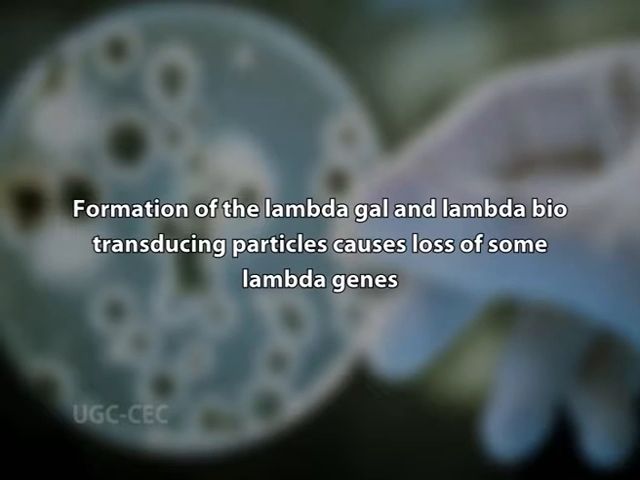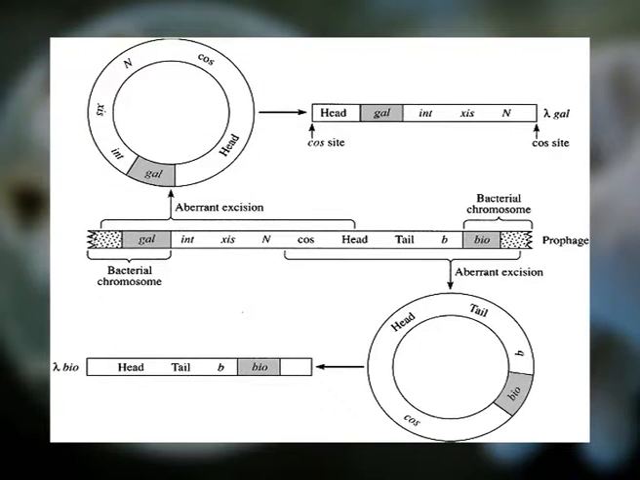They are rare recombinants which lack part of the normal phage genome and contain part of the bacterial chromosome located adjacent to the prophage attachment site. Formation of the lambda GAL and lambda BIO transducing particles causes loss of some lambda genes. Lambda GAL particles lack the tail genes and sometimes head genes, both of which are located at the right end of the prophage. The lambda BIO particle lacks genes from the left end of the prophage. The number of the missing phage genes depends on the position of the cuts that generated the particle.